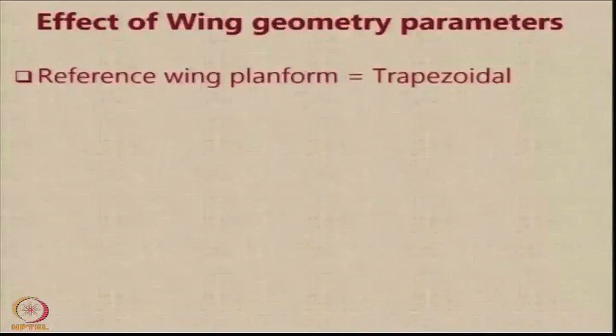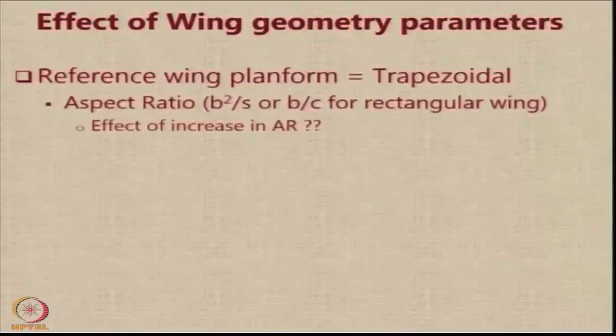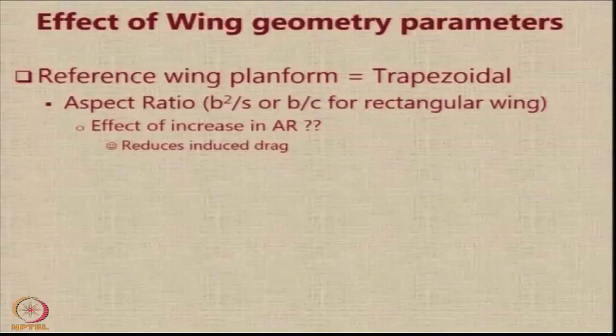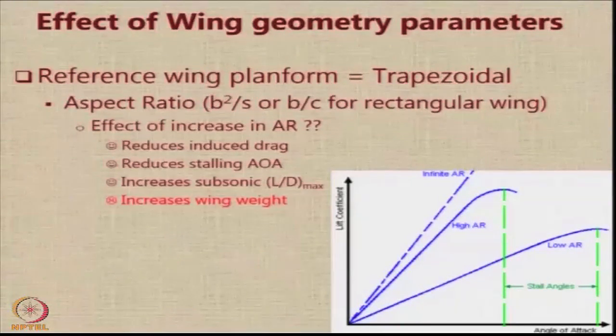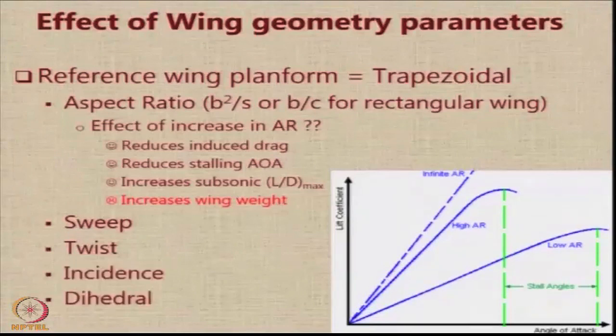The reference wing planform is always considered as trapezoidal, and we have already seen the effect of aspect ratio. If you increase aspect ratio, we see that the induced drag reduces. But another good thing is that the angle at which the aircraft will stall is also going to reduce. Okay. So, the subsonic L by D of the aircraft increases because of the reduced induced drag, but as I already mentioned, there is a substantial increase in the wing weight. Sweep, twist, incidence, dihedral are other parameters which are very important as far as the geometrical choice of an aircraft is concerned.